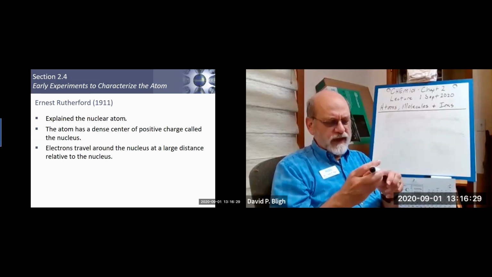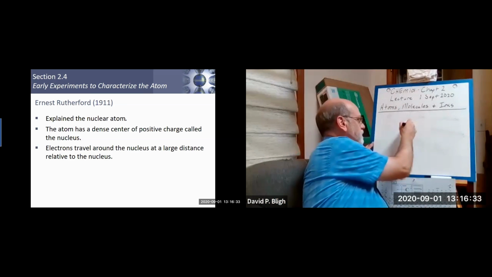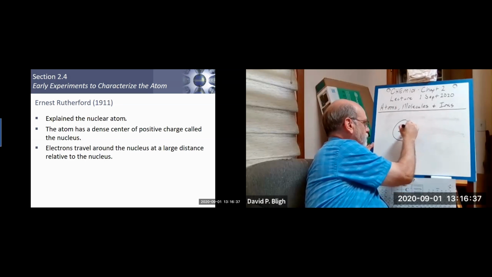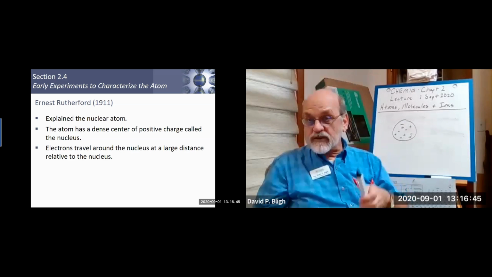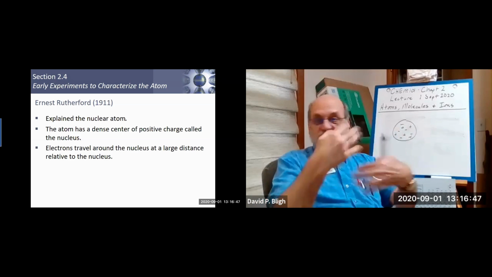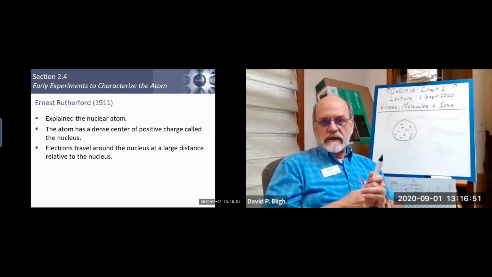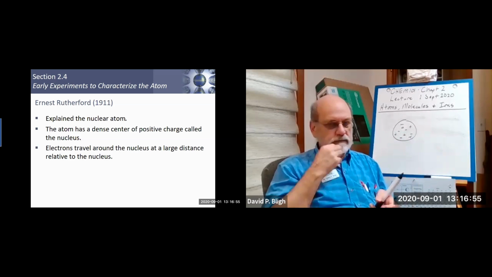was proposed by Lord Kelvin as the plum pudding model. The plum pudding model just said that positive and negatives were just mixed together in the atom. Like a plum pudding that had pieces of plum scattered throughout.